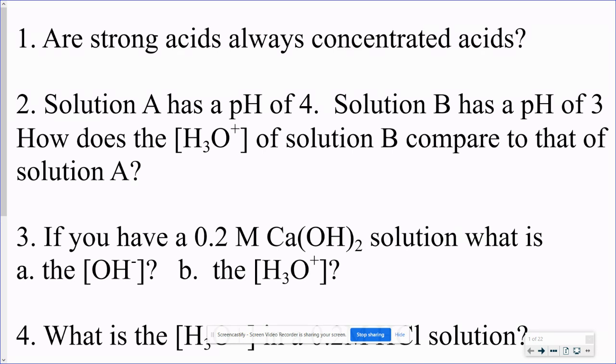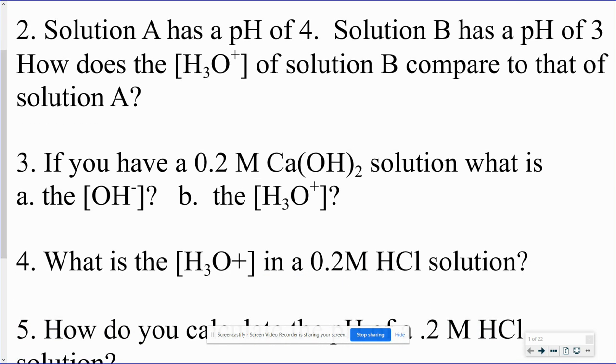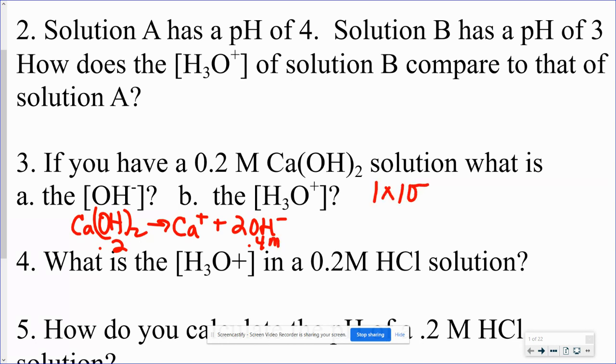Number 3, if you have a 0.2 molar calcium hydroxide solution, what is the OH minus concentration? Well, calcium hydroxide has 2 OHs in it, so that splits up into 2 OH minus. So if this is 0.2 molar, then the OH minus is 0.4 molar. And then to get the H3O plus, it'll be 1 times 10 to the minus 14th divided by 0.4 to get your H3O plus concentration.